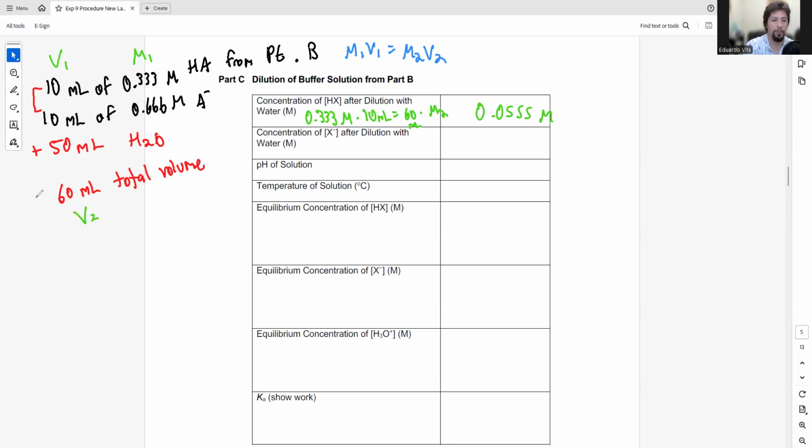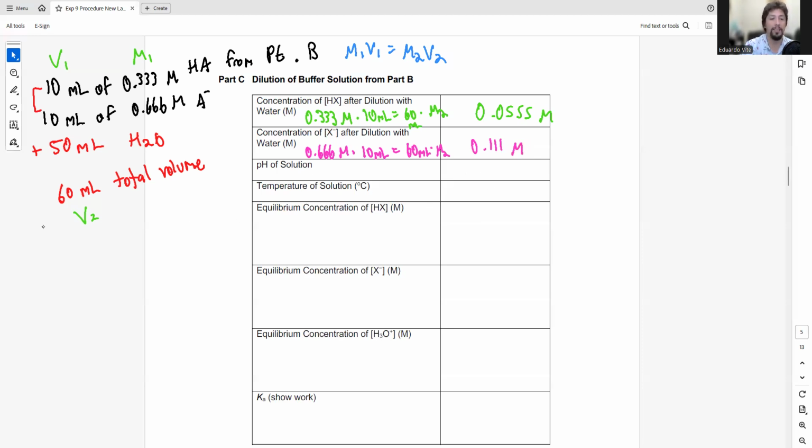And same thing for this one. For this one, let me use a different color. This one right here is going to be M1, 0.666 molar. V1 is also 10 milliliters. They are in the same aliquot. And then M2, we don't know what M2 is, but V2, we know it's 60 milliliters times M2. So solving for M2, we get 0.666 times 10 divided by 60 gives me 0.111 molar. So this is 0.111 molar.